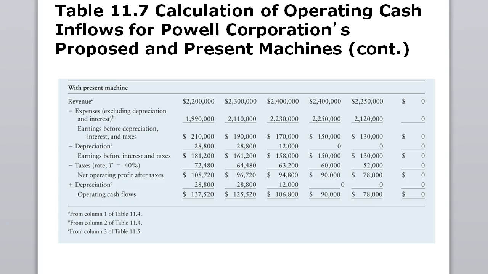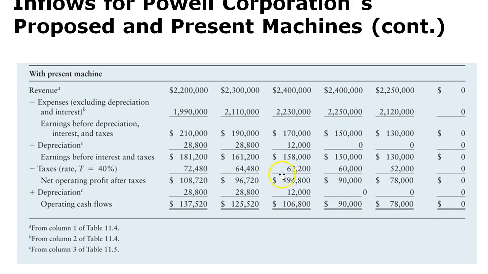Now with the present machine, these would be the cash flows of the present machine. So the revenues were lower, and the expenses started out lower but got a little bit bigger. And then we have our earnings before, then we had our 3 years of depreciation. And then we can calculate our tax, get our net operating profit after tax, add back our depreciation, and look at our operating cash flows.